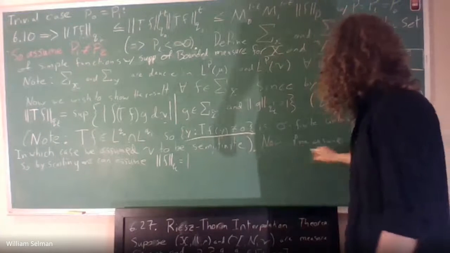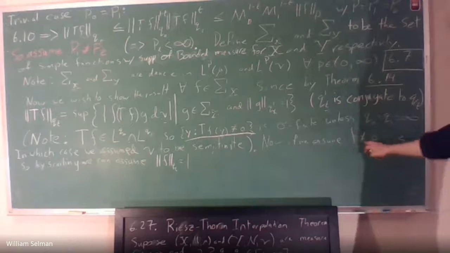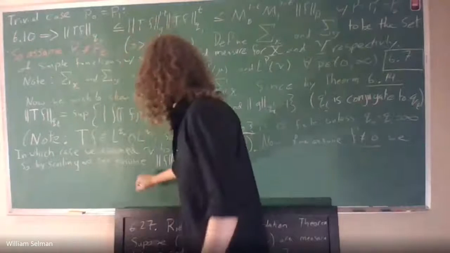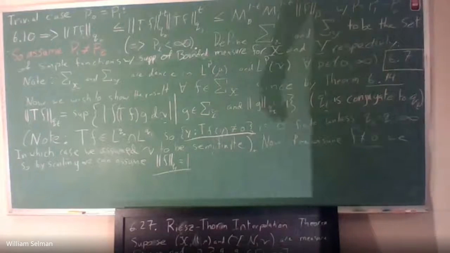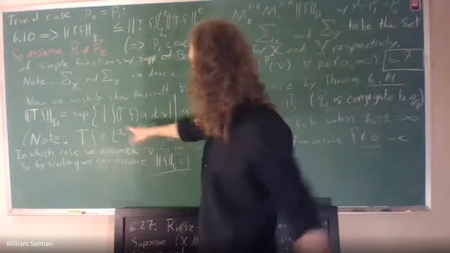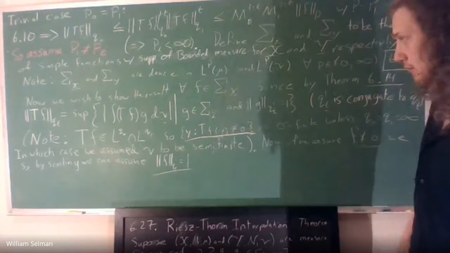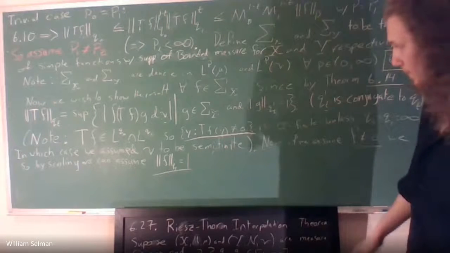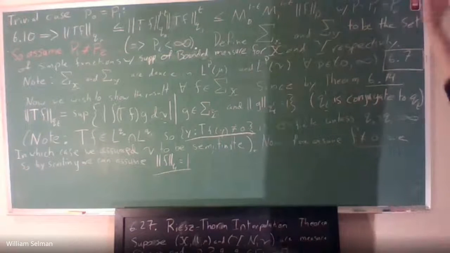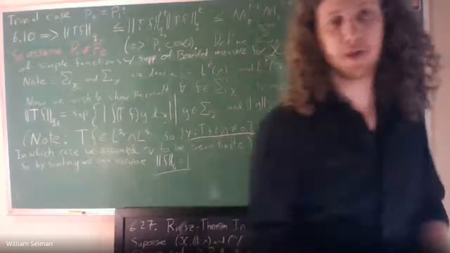So we now assume that f is not equal to 0. Obviously, the statement of the theorem is trivial if f is equal to 0, so we assume it's not equal to 0. Then, since we've assumed it's not equal to 0, we're now allowed to scale the f in P_t norm to be equal to 1. So now we've got that f is unit in the P_t norm. Okay, so that's the setup for the proof. In the next video, we're actually going to get into how to use this to prove Theorem 6.27.